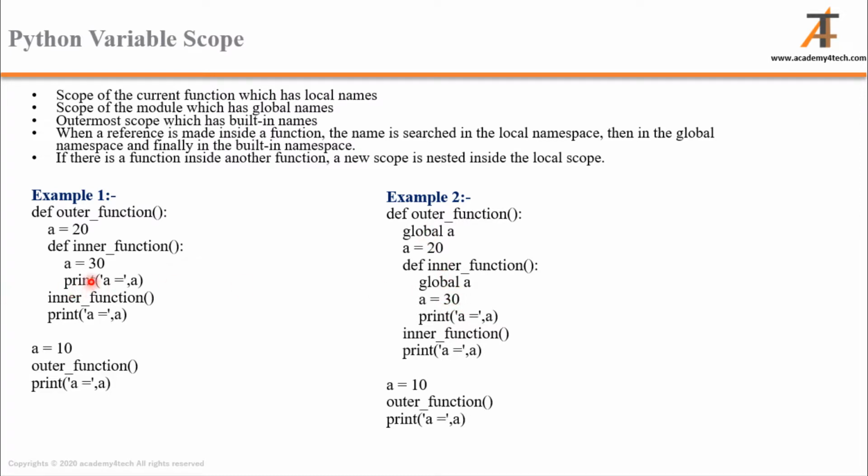But in this case, a new variable is being created inside the function, so the variable's scope is within the function only. Once the function is completed, this variable will be deleted. I hope you have a better understanding of variable scope in Python.